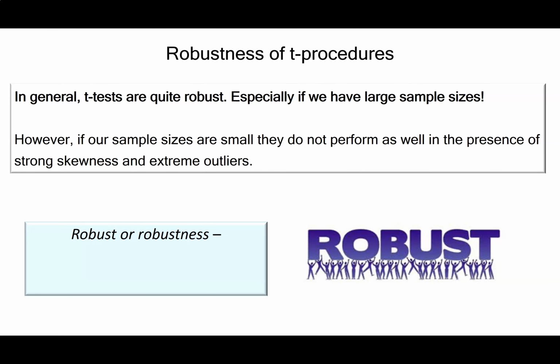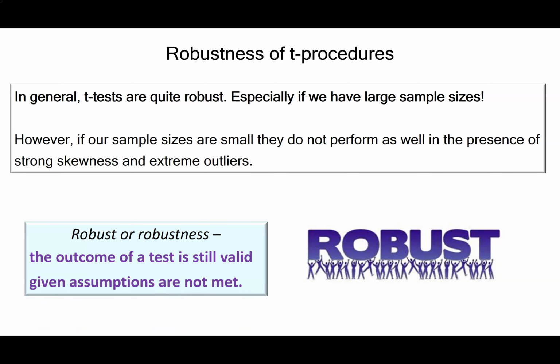So robustness and T procedures. Especially important, we want to know that the tests we're using are reliable, that their results are reliable, otherwise why use them, right? So the idea is if a test is robust, the outcome of the test is still going to be valid, it's still going to be reliable, even if not all the assumptions are met. So you really do want a robust test, because if for some reason you're not meeting all of your conditions, you still want the test to be valuable, right?